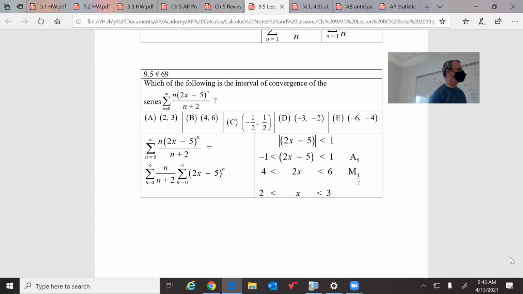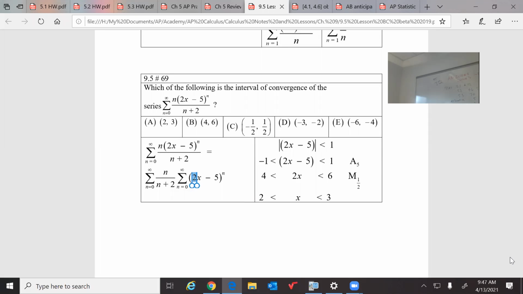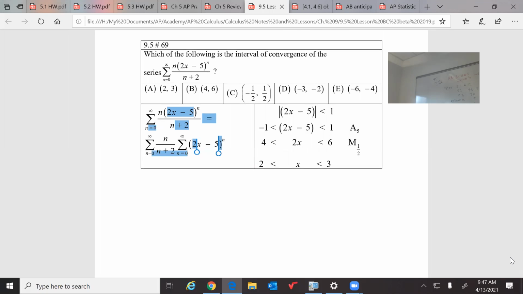Correct. Here it is. Here's the work right here. What he's saying is exactly right. See, I can pull this n and n plus 2 out here. What's happening when n gets really, really large? You L'Hopital. It's giving you 1 over 1. You're only concerned about this: 2x plus a negative 5, to the n. That's got to be less than 1. So from negative 1 to 1, when you drop the absolute value symbol, add 5 across the inequality, divide by 2. You get 2 to 3.